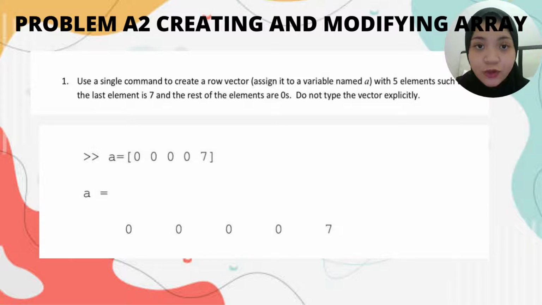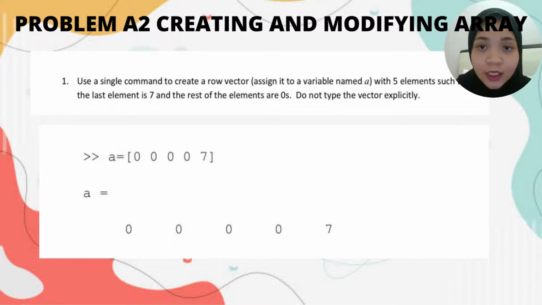Next, for problem A2, where the topic is creating and modifying, I choose question number 1. The question is: use a single command to create a row vector, assign it to variable name A with 5 elements, and the last element is 7, and the rest of the elements are 0. Do not type the vector explicitly.